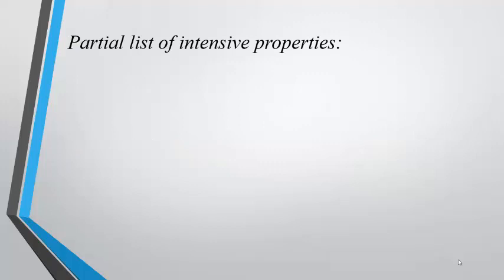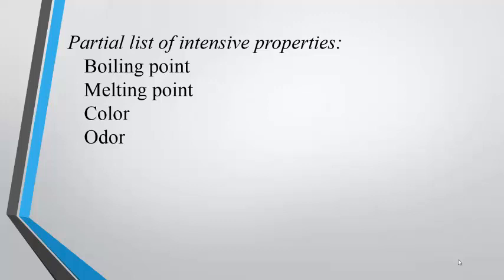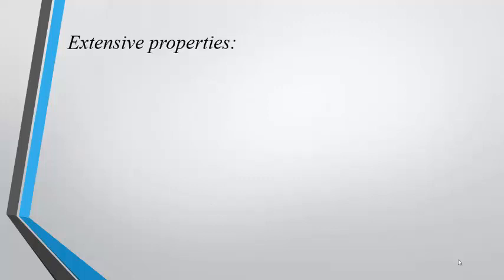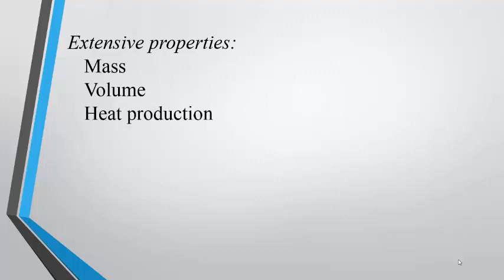And here's just a partial list of some intensive properties: boiling point, melting point, color, odor, taste, density, the ability to conduct electricity, how hard the material is. All these can be used to help identify materials. Extensive properties, there are really three. Two you know without problem: mass and volume. And the third you also know but probably haven't thought about, which is how much heat something produces. Think about it. The bigger the bonfire, the more the heat.